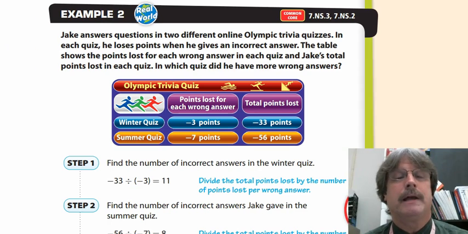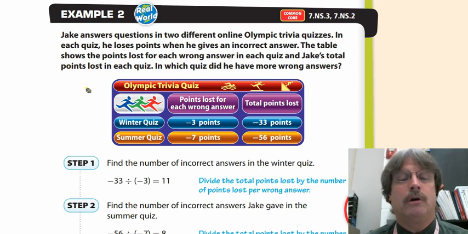And then in the last part, we kind of bring everything back together again, where we have a word problem with some additional information. So Jake answers questions in 2 different online Olympic trivia quizzes. In each quiz, he loses points when he gives an incorrect answer. The table shows the points lost for each wrong answer in each quiz, and Jake's total points lost in each quiz. In which quiz did he have more wrong answers?